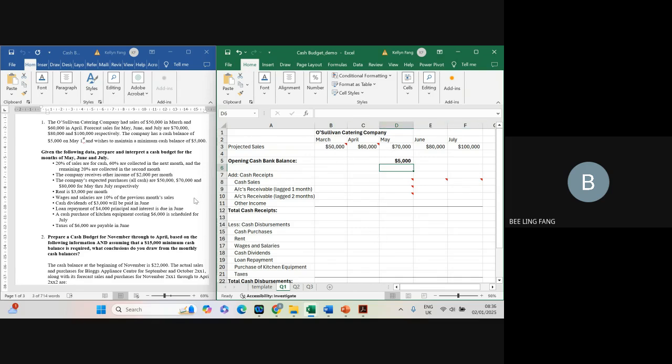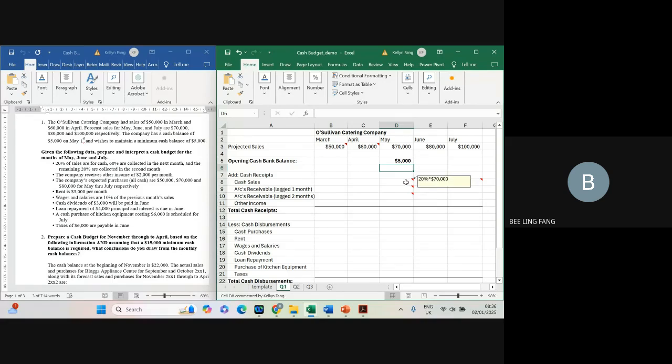Okay. So first, 20% of sales are cash, 30% are collected in the next month, and the remaining 20% are collected in the second month. Okay. So the company received other income of 2,000 per month. Okay. So we fill in one by one.